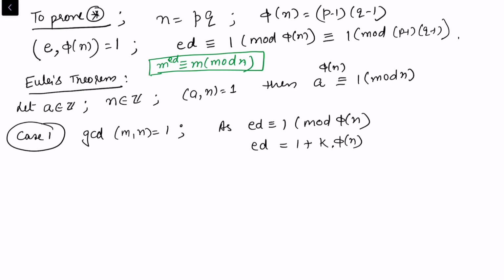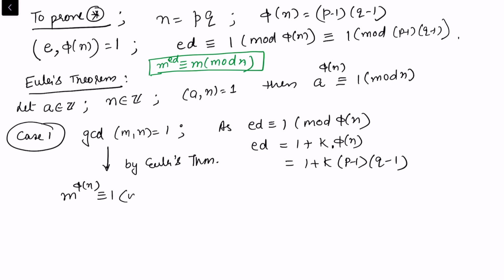So it's a multiple of k, an integer. This is equal to 1 plus k times (p minus 1)(q minus 1). And here, because I have considered that the GCD of m and n is equal to 1, you can apply Euler's theorem, which I have just stated. So by Euler's theorem, we can write m raised to power phi(n) is congruent to 1 mod n.